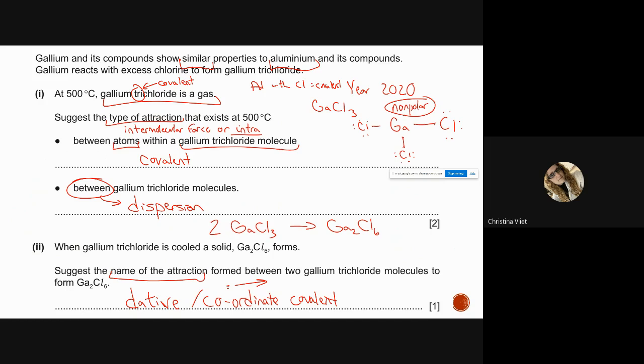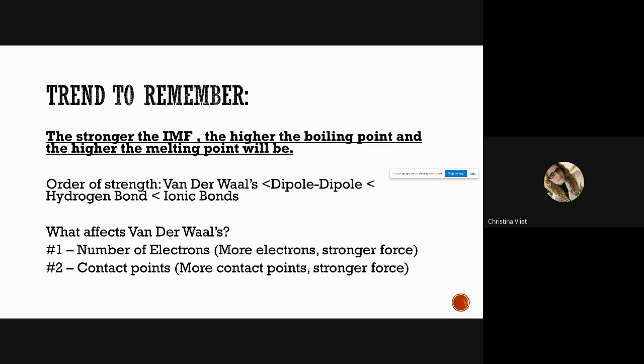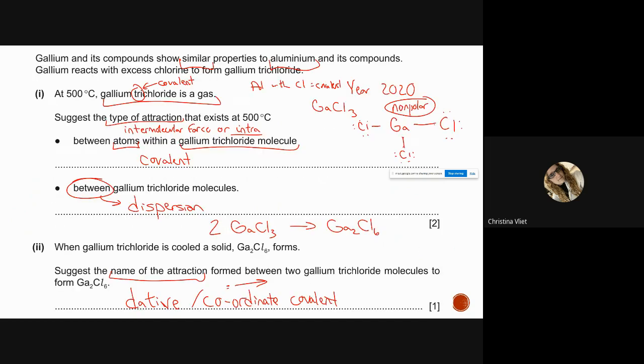Which one's better to use, dative or co? They use dative in the mark schemes, so you can circle that one. Either is fine when you have the arrows. How are they attracted? This Cl is attracted to this Al? Yeah, it's like this and then like that. Well, you're missing the chlorine on the bottom.